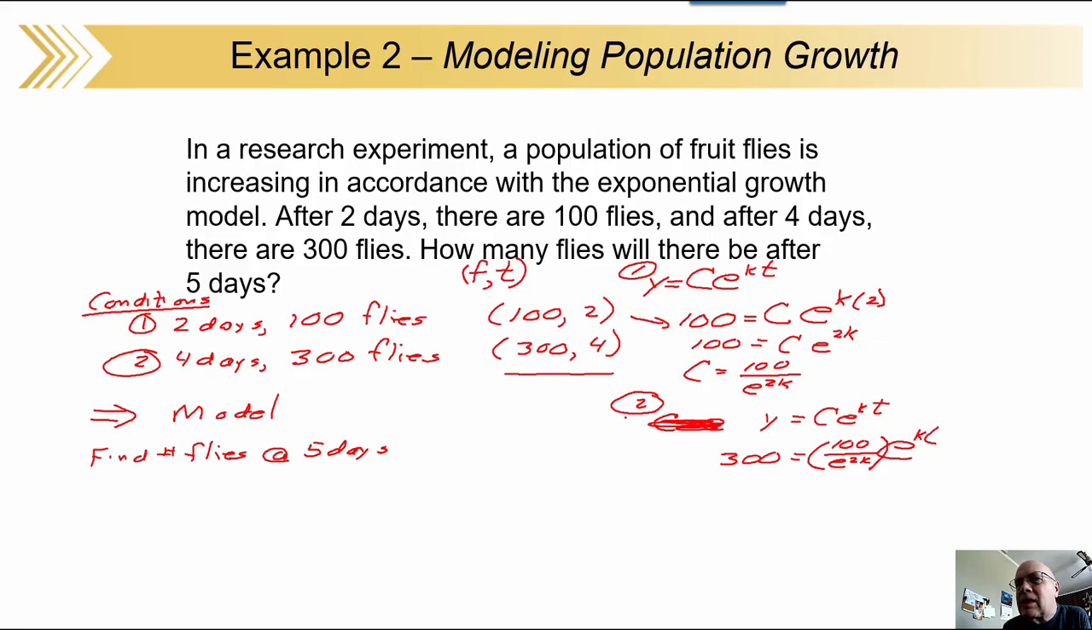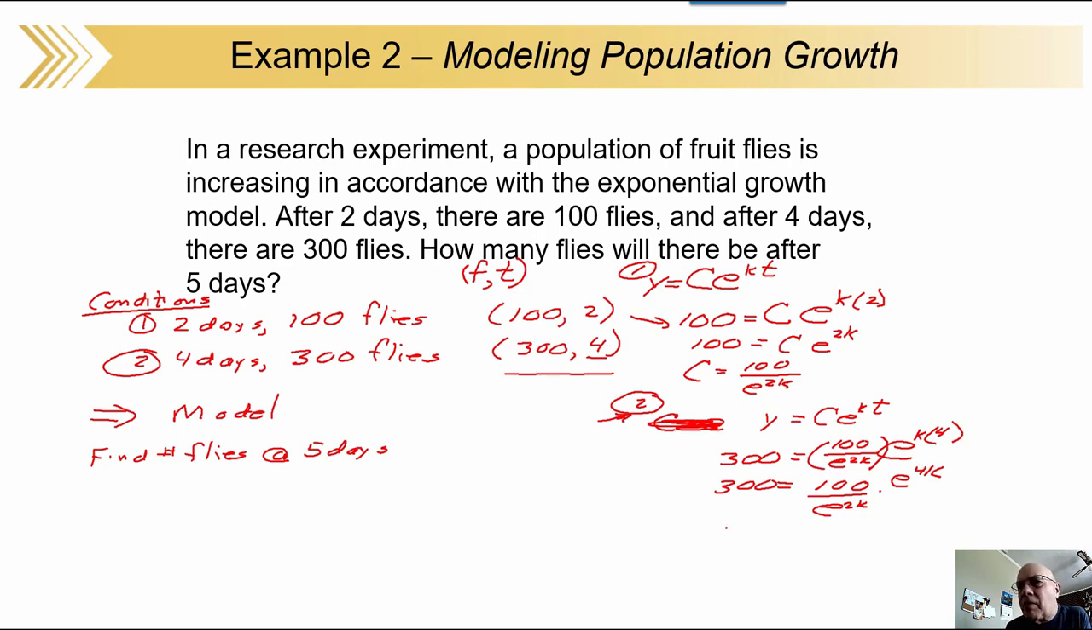Now this is the second condition here, and we had 4 days gone by. So that's the second condition, but instead of putting the C, we put the C that we solved for from the other one. So what does that give us? Okay, let's clean this up a little bit so we can work with it easier. We've got 100 over e to the 2k, and we've got e to the 4k here. Well, notice that we can divide both sides by 100.